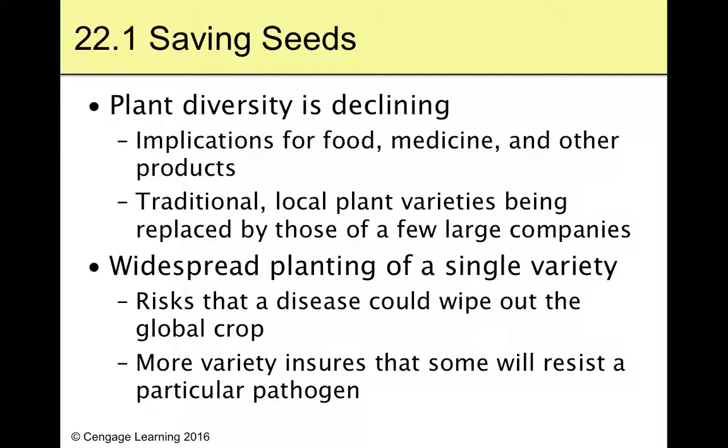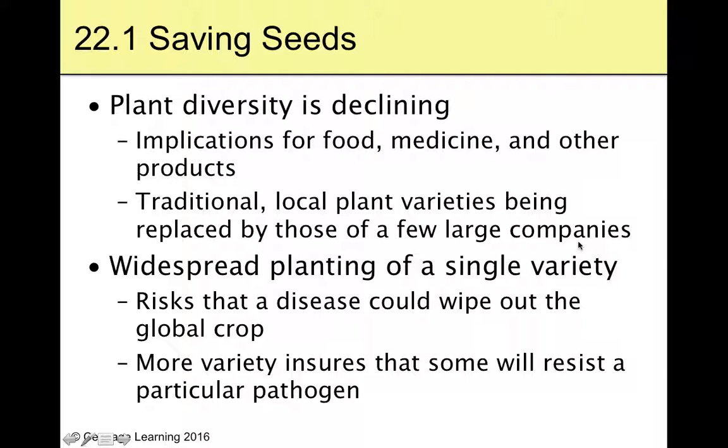Here we go. So your book starts with a story about plant diversity and seed banks. Plant diversity is declining, and you guys, of course, know what biodiversity is at this point in the game. We're not really sure what those implications are going to be for things like food, medicine, and other products, because a lot of the medicines we have today are derived from natural plant products. And traditional local plant varieties are being replaced by those from just a few large companies.